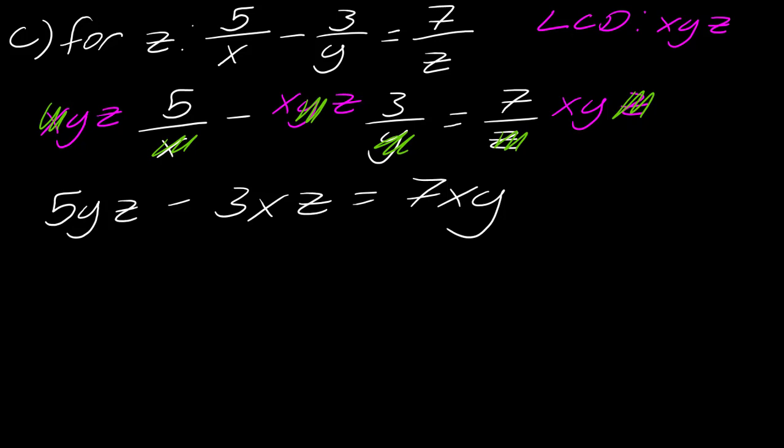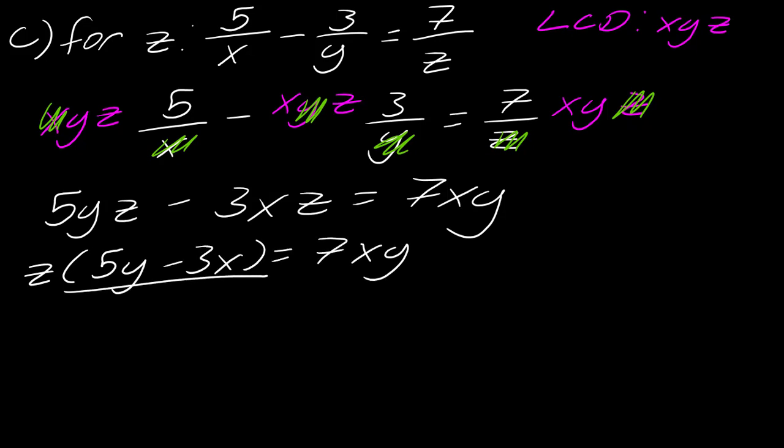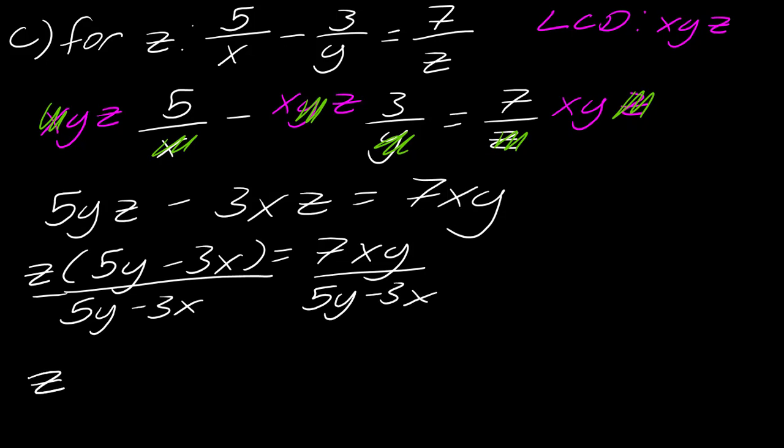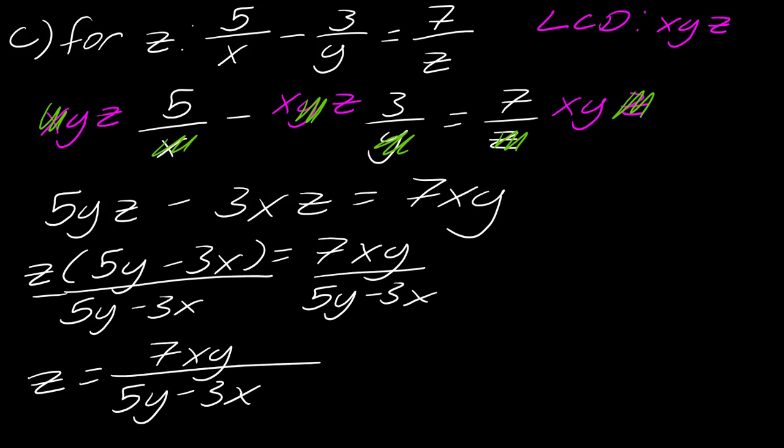Now, in this problem, I want to solve for Z, and this one's actually nice because it's already got the Z's on the same side. So I don't have to do as much work as I did in the other problems. So now I can just go ahead and factor out my Z, and then divide by the part that I don't want. So divide this out. And so I get Z equals 7xy over 5y minus 3x.